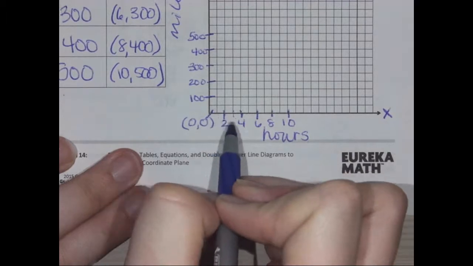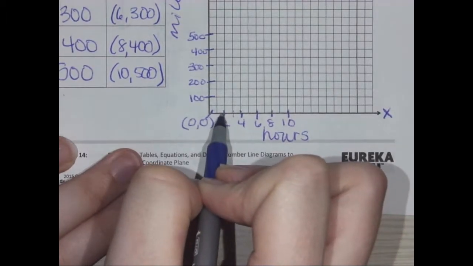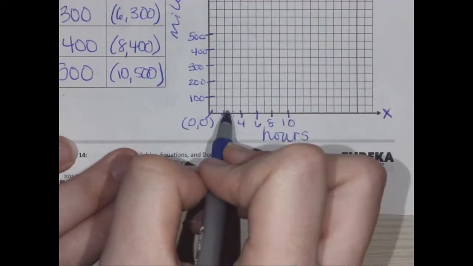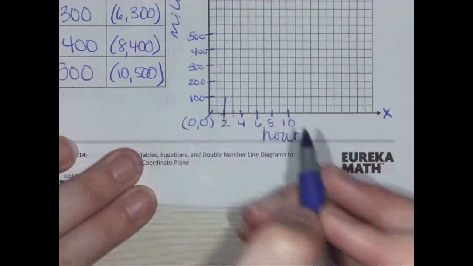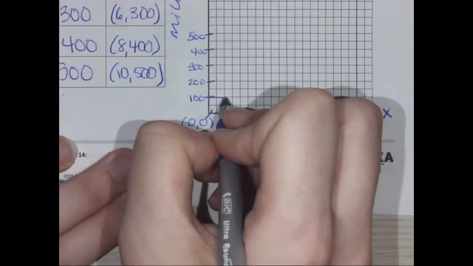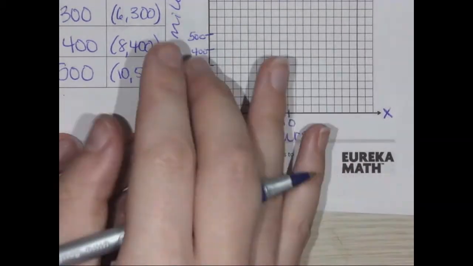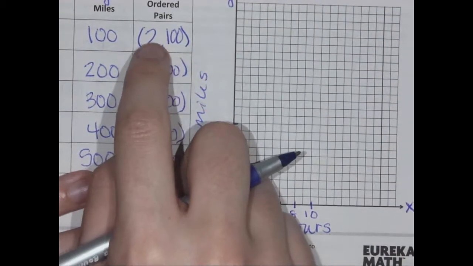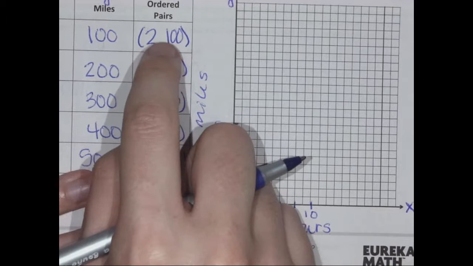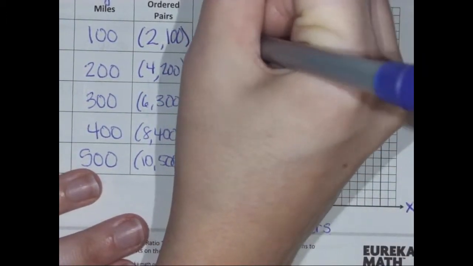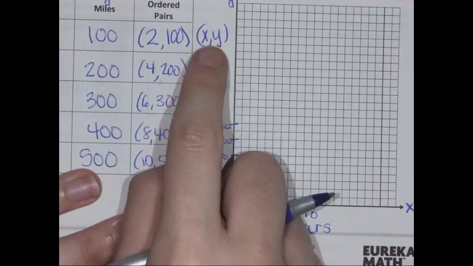So if I'm traveling for 2 hours, how far does the train go? 100 miles. So I start at 2, I go up to 100, there's 100, and where they meet, I draw my data point. Yes, sir. But how do you get 2,100? Oh, no. It's not 2,100. This means 2 for the x value, comma, y value. So it's written like this. Yeah, good question. X value, comma, y value.